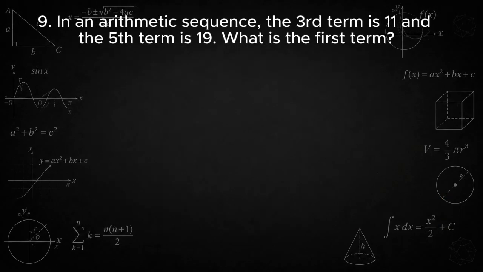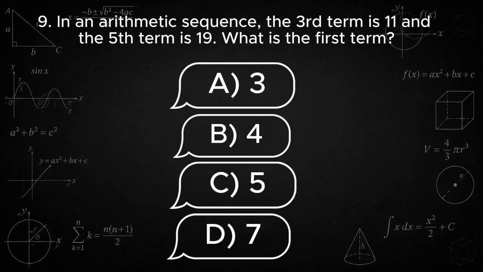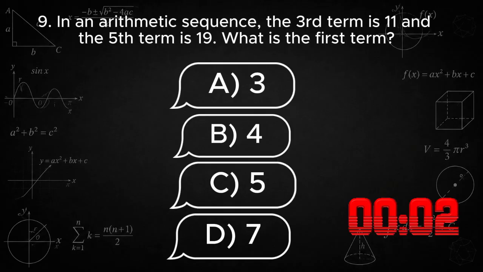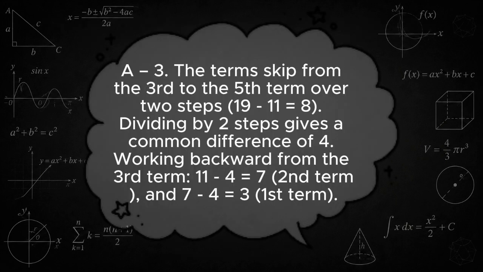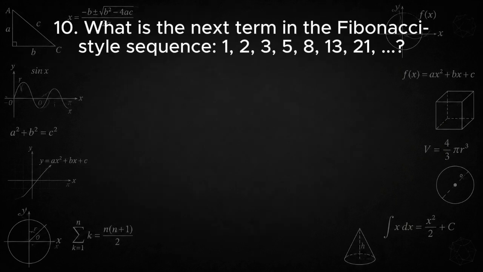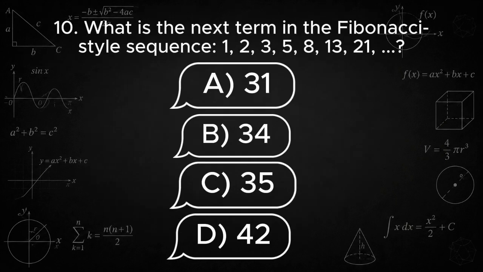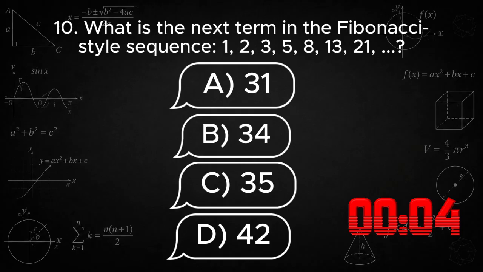9. In an arithmetic sequence, the third term is 11 and the fifth term is 19. What is the first term? 10. What is the next term in the Fibonacci-style sequence 1, 2, 3, 5, 8, 13, 21?